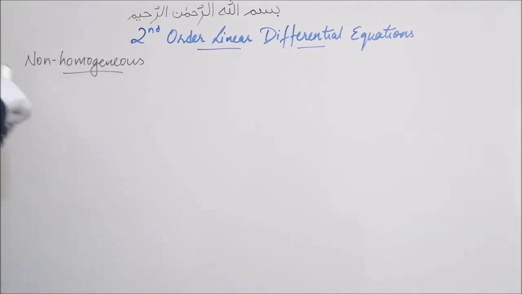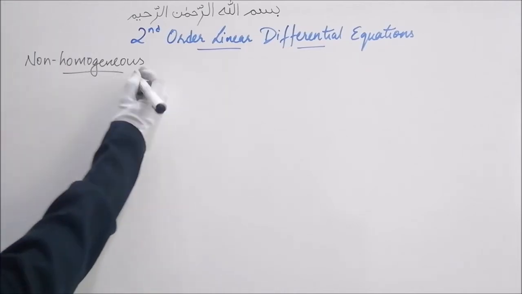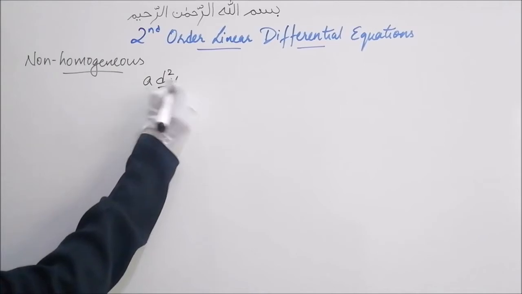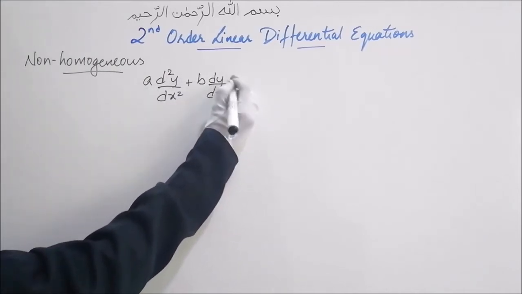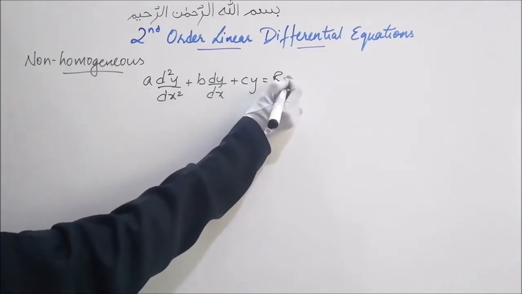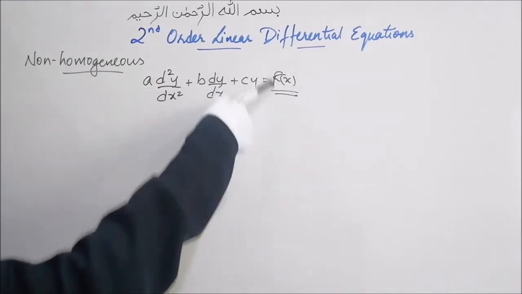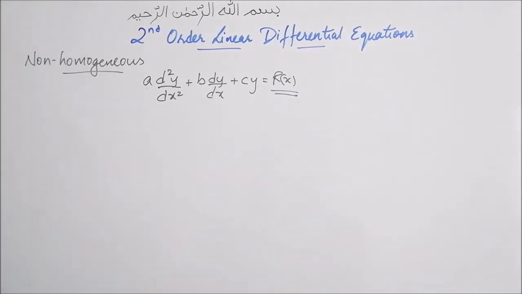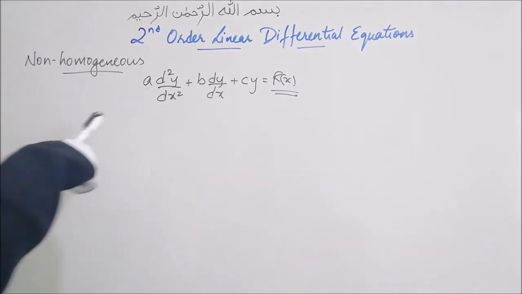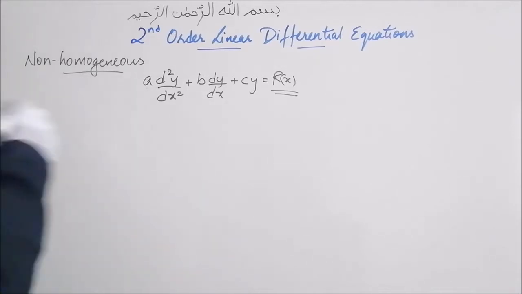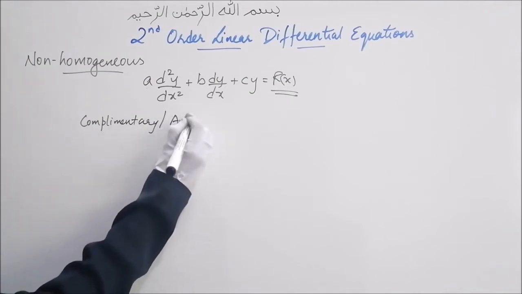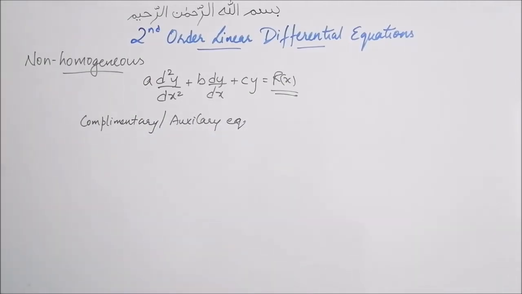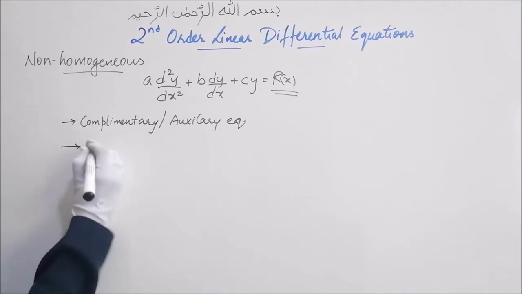Now we are going to look into non-homogeneous second order linear differential equations with constant coefficients. So the equation will be of the type a d squared y by dx squared plus b dy by dx plus cy is equal to some r of x. Now this term can be either a function of x or it can be a constant term. So here for these types of equations we are having two solutions. One is the complementary function, also known as the auxiliary equation, and the other solution is going to be the particular integral.